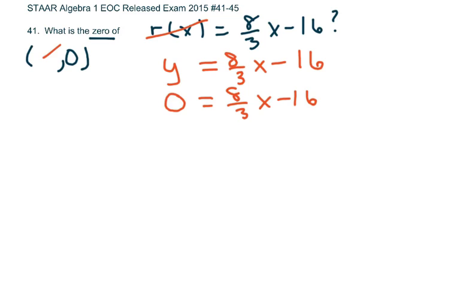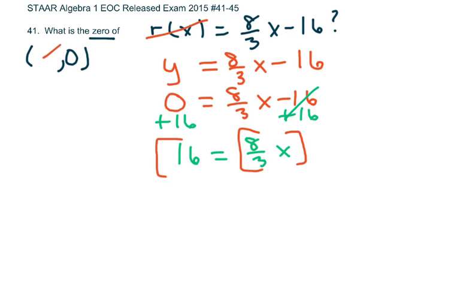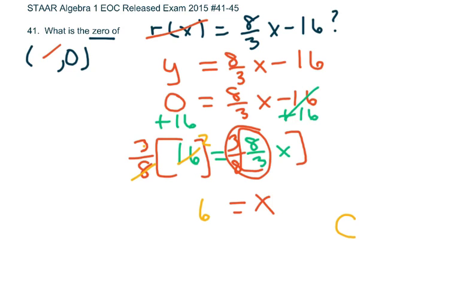Add 16 to both sides. And then to get rid of the 8/3, I'm going to multiply by the reciprocal, which is 3/8. Because this equals 1, so you just get x, but you have to multiply on both sides. You can use a calculator. What I do is I say 8 goes into 16 2 times. 2 times 3 is 6. So your answer is C, which is 6.